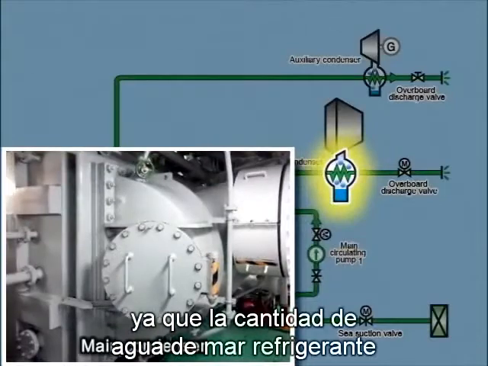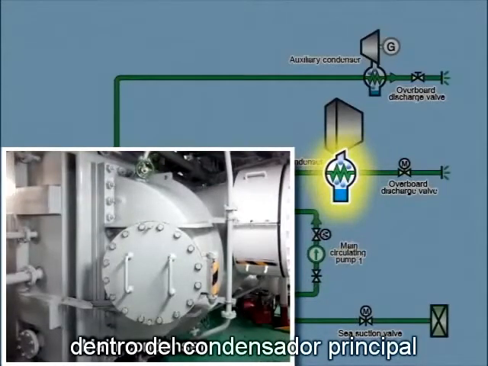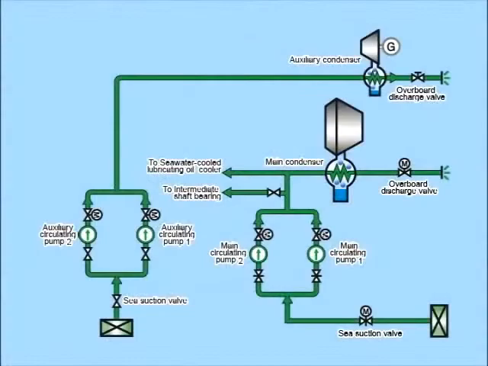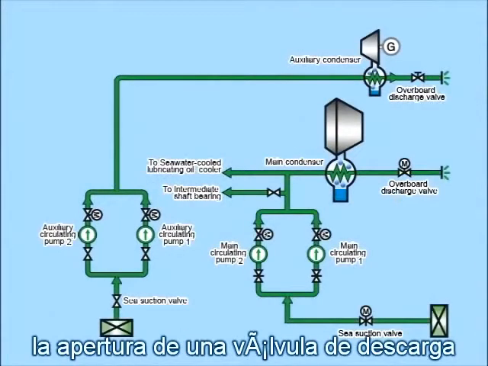Since the amount of cooling seawater directly affects vacuum inside the main condenser, it's regulated by the opening of an overboard valve.